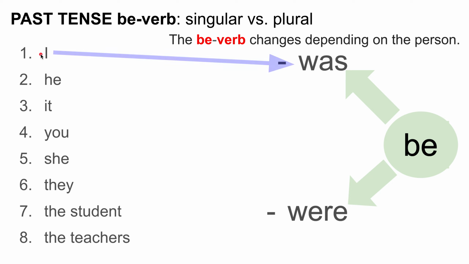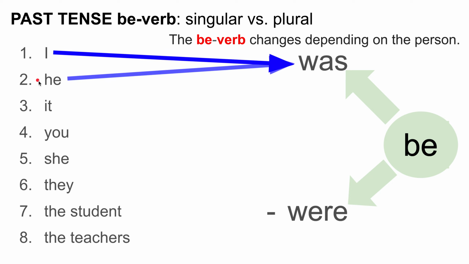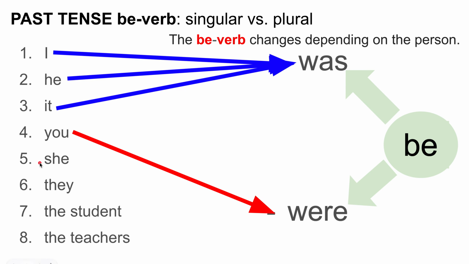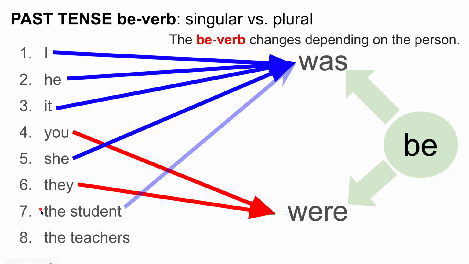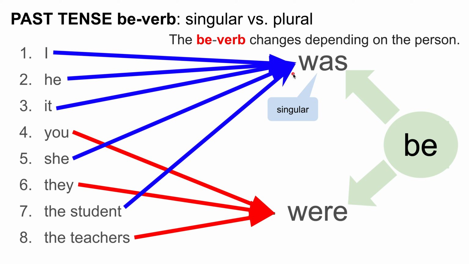Number one: I was, he was, it was, you were, she was, they were, the student was, the teachers were. So I, he, it, she, and the student, we use was with the singular. And then we have you, they, the teachers, we use were with the plural and you.